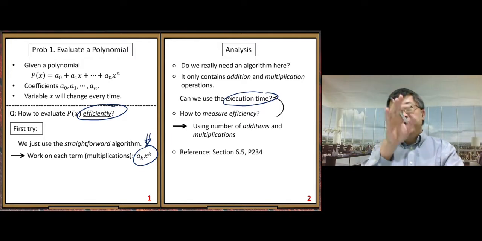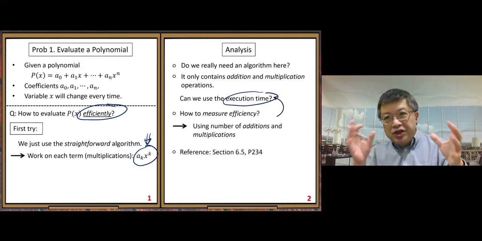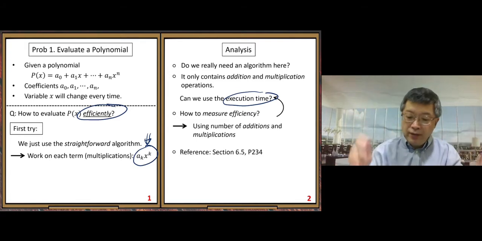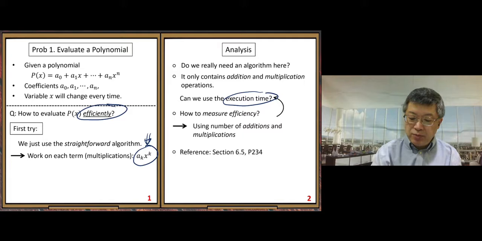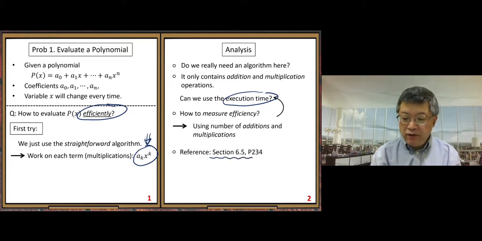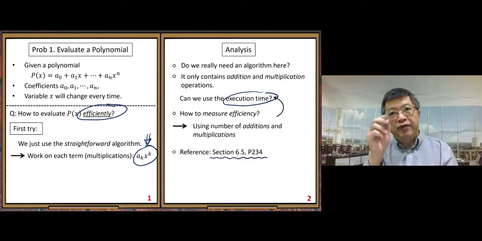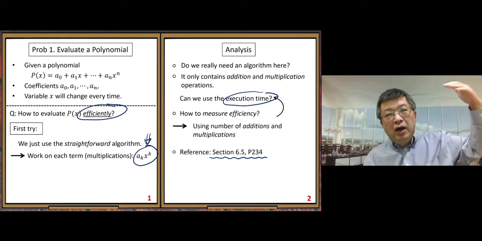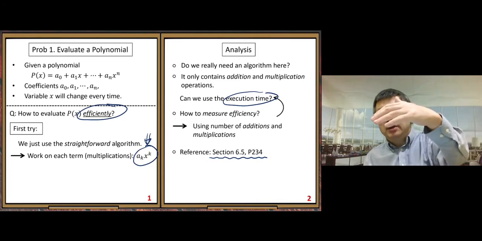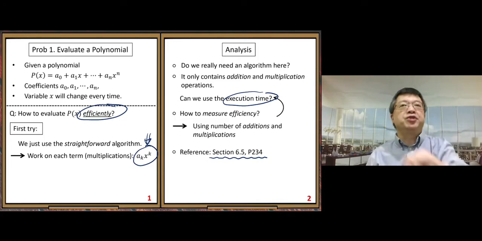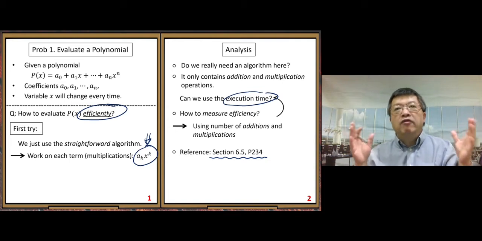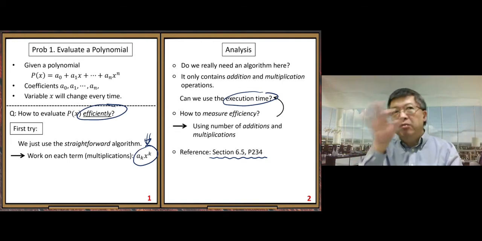All right. So this particular example, I put here as our problem number 1, the reference in our textbook, section 6.5, page 234. Here you can see I may not follow the natural order of the materials in our textbook. So based on my understanding, my way of presentation, I may jump.